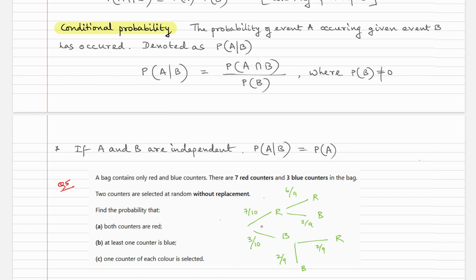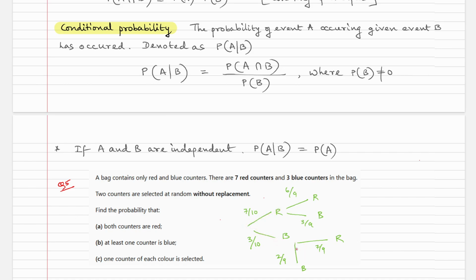So in the first pick, you could select a red counter with the probability 7 upon 10. In the second pick, you can select a red counter with the probability 6 upon 9. Why? Because 1 has already been picked and therefore the remaining part will be the probability of picking the second time. When you picked for the first time, the probability of picking red was 7 by 10. So the probability of picking blue would be 3 by 10.